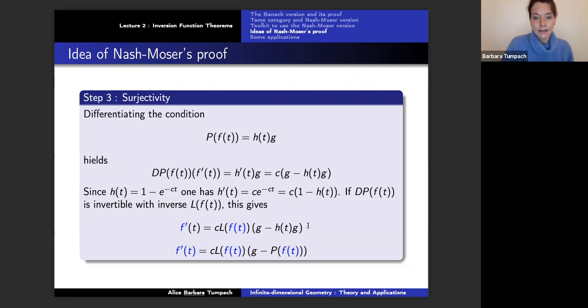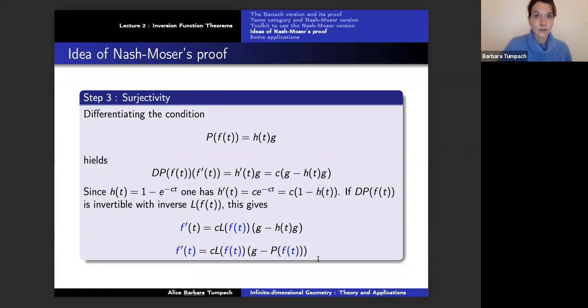And now H_t of G, this is P of F_t here. So we end up with a differential equation on F. In blue, you see where F is entering play. And that's where Cauchy theorem is useful, because we have a differential equation here.